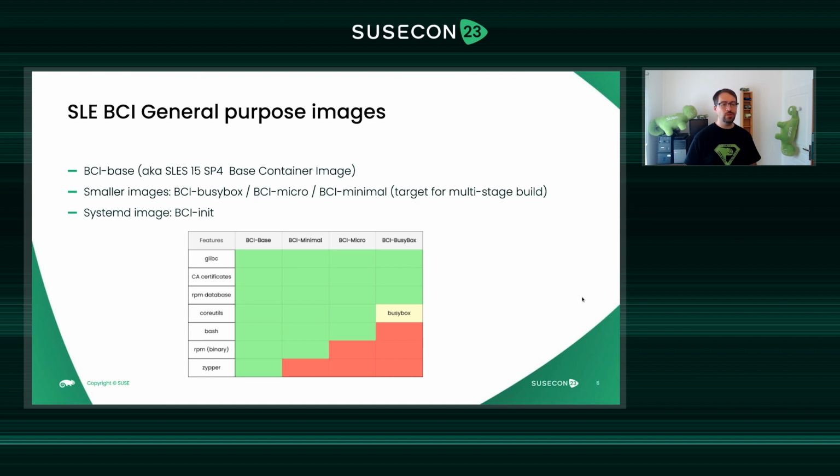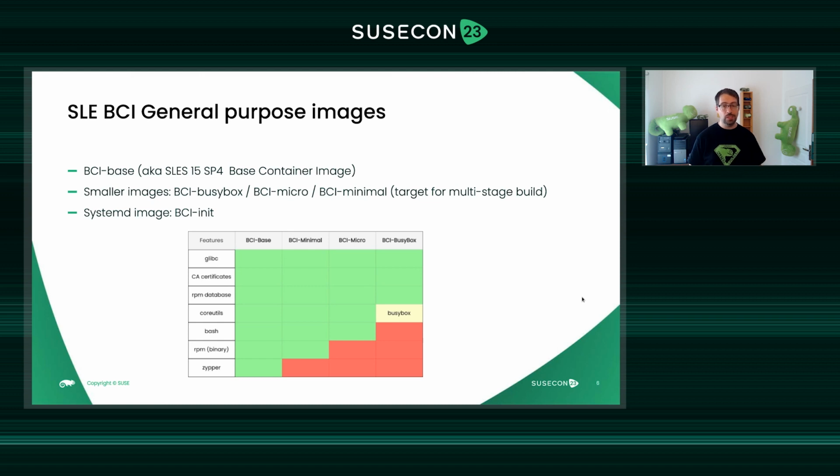So we have different kinds of images under SLE BCI. We have what we call the general purpose images. First, the main one is called BCI base. Previously, it was called SLE 15 base container image. So in our case, SLE 15 SP4 for the last service pack available right now. BCI base, and then we have some smaller images for specific use cases.